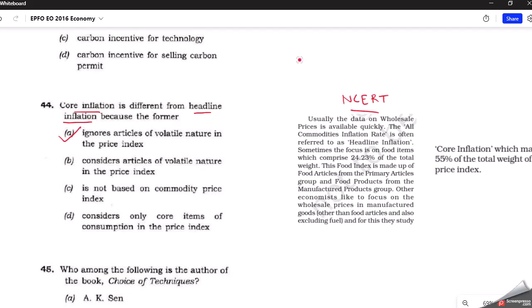Headline inflation is basically the total inflation in an economy. It includes the price rise in food, fuel, and other commodities as well. So WPI, that is the wholesale price index, usually denotes headline inflation. Whereas what is core inflation? In core inflation, we exclude the volatile food and fuel components.